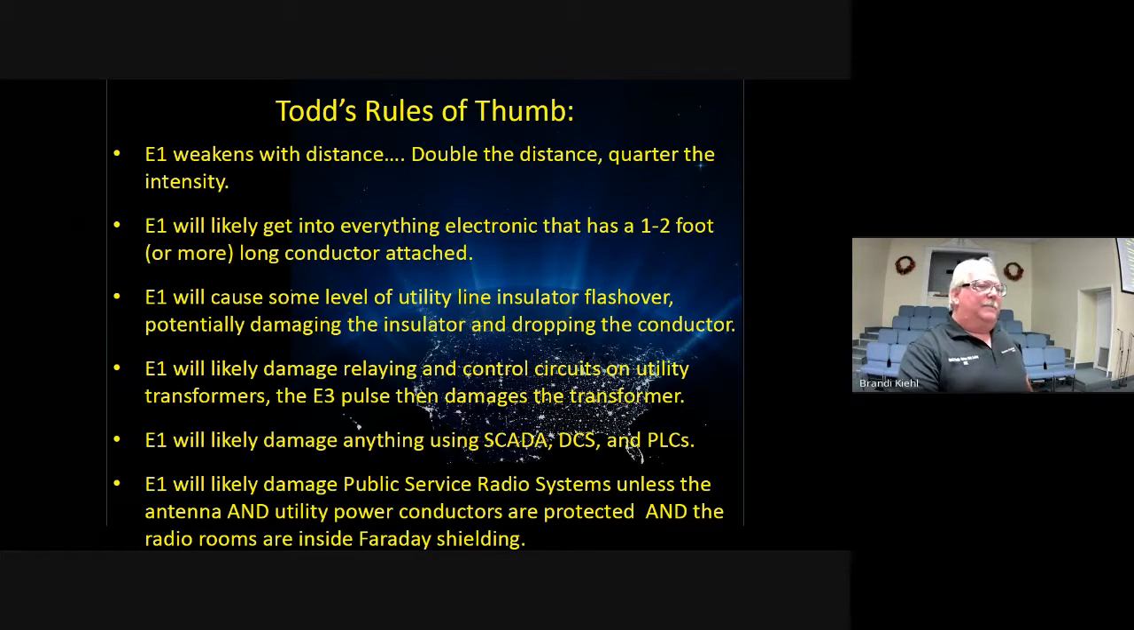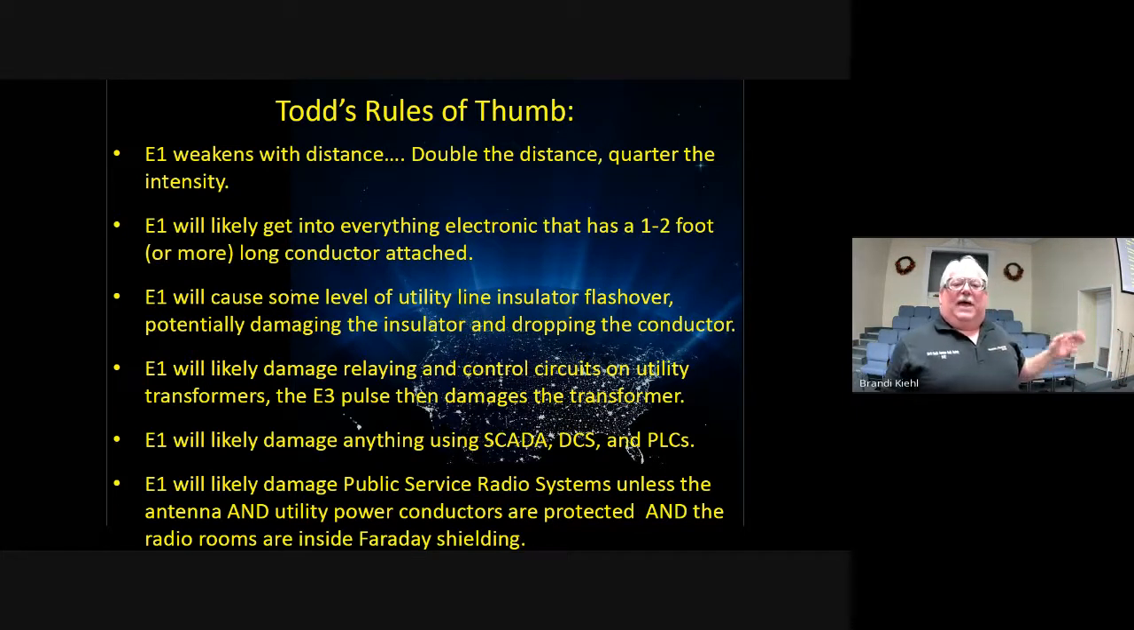Rules of thumb. I've been studying this since 2007, and I've read every single unclassified document that I've been able to find on it, okay? So this is based on my experience as a utility engineer and a tinkerer and a person that can do research. Since it's an electromagnetic phenomena, basically it follows the inverse square law. If you double the distance, you cut the strength by a factor of 4. Light, radio waves, everything works that way.